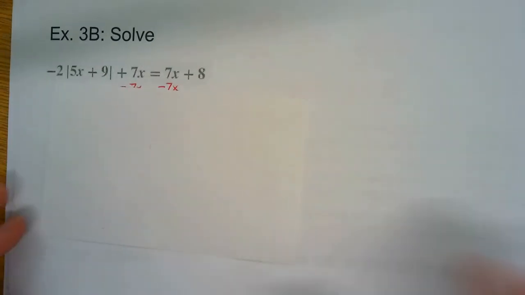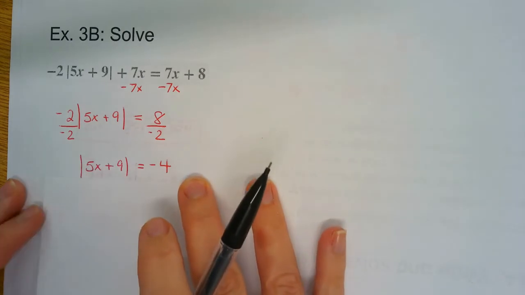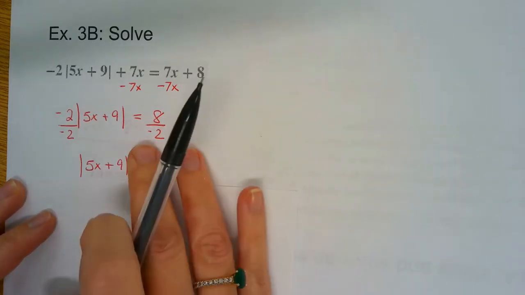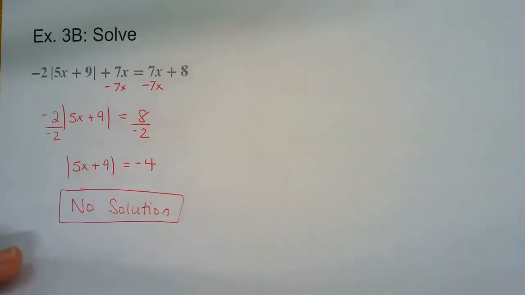So in the next question, you would minus your 7x over, divide everybody by negative 2, and again, it's equal to just a negative 4 on the right side. Absolute value cannot be equal to a negative, so this is a no solution.